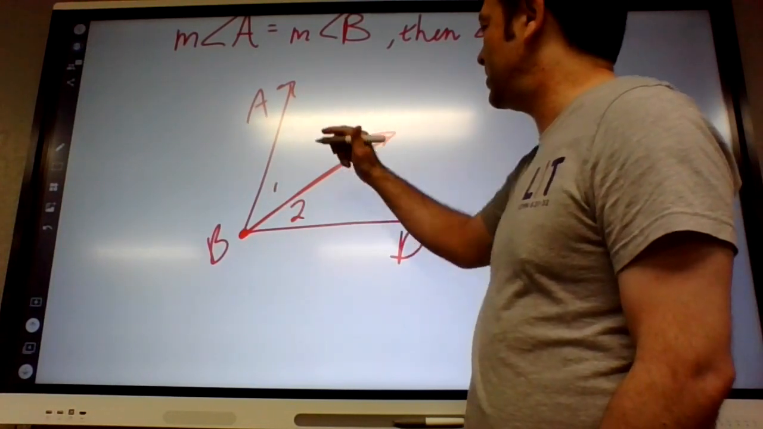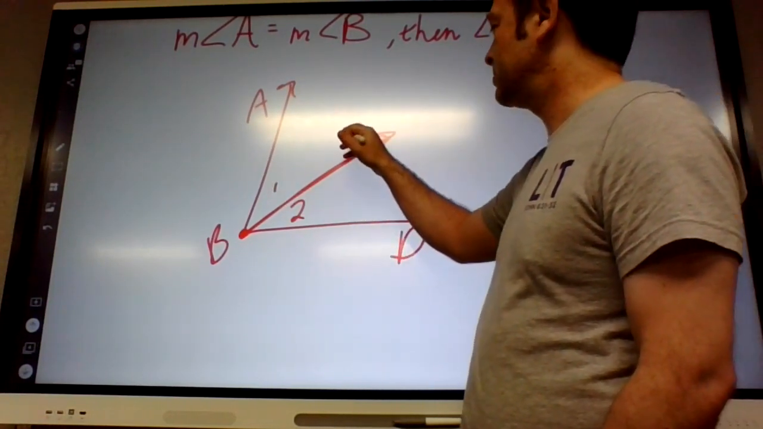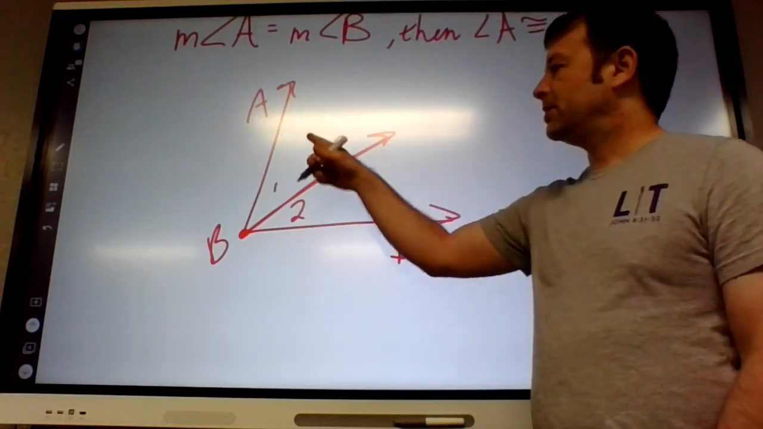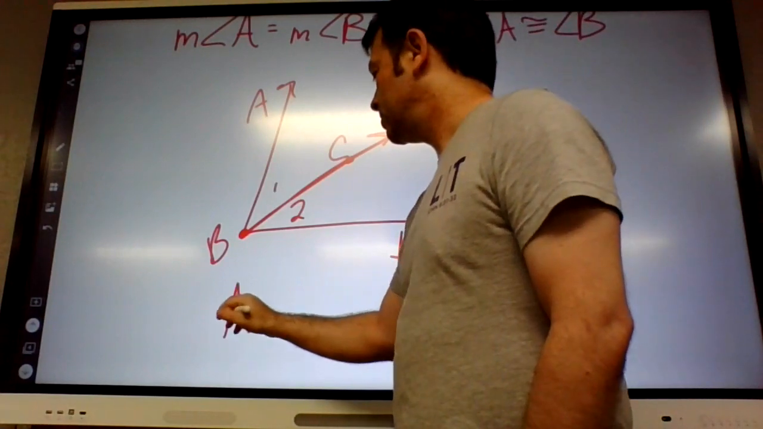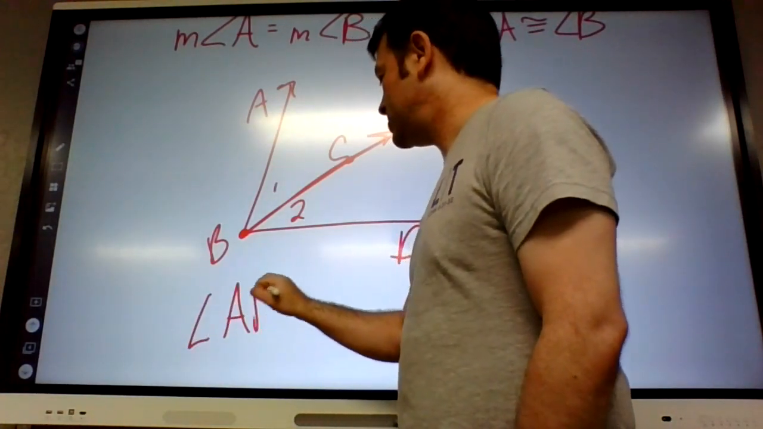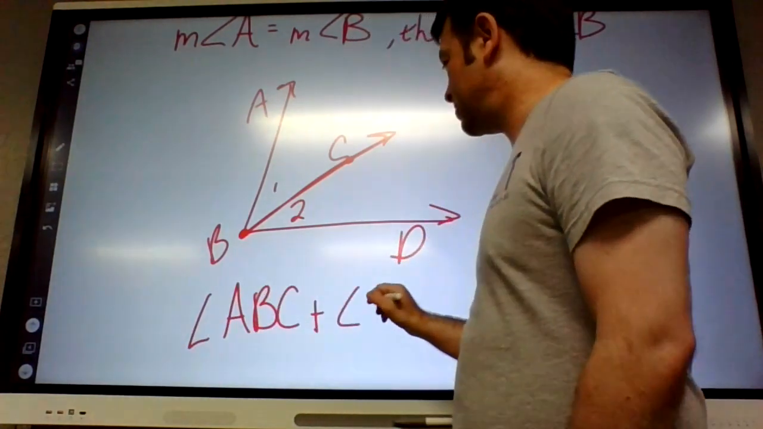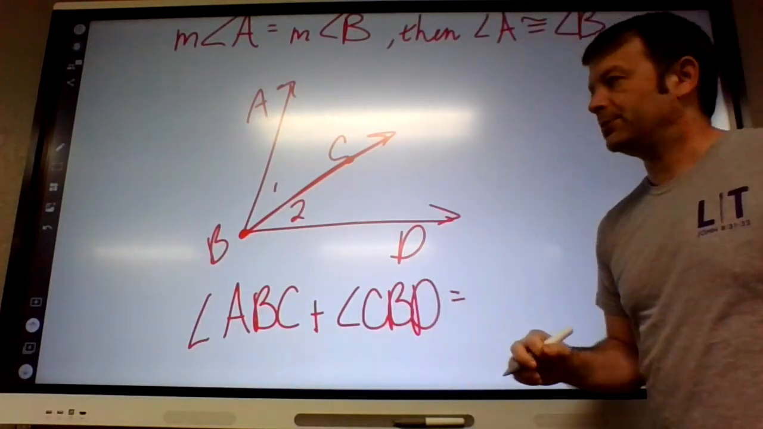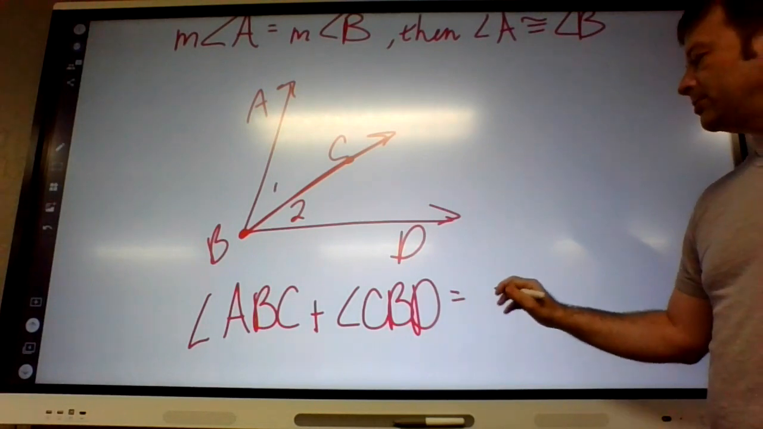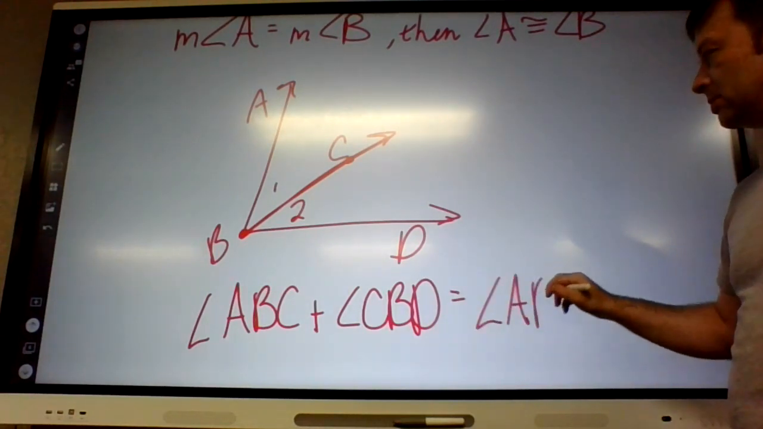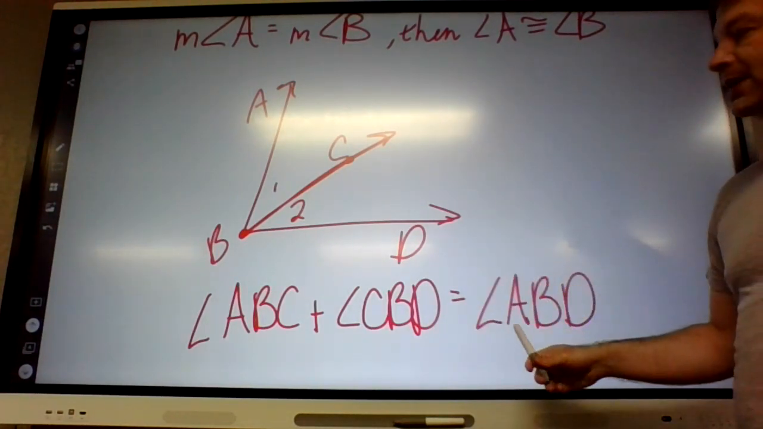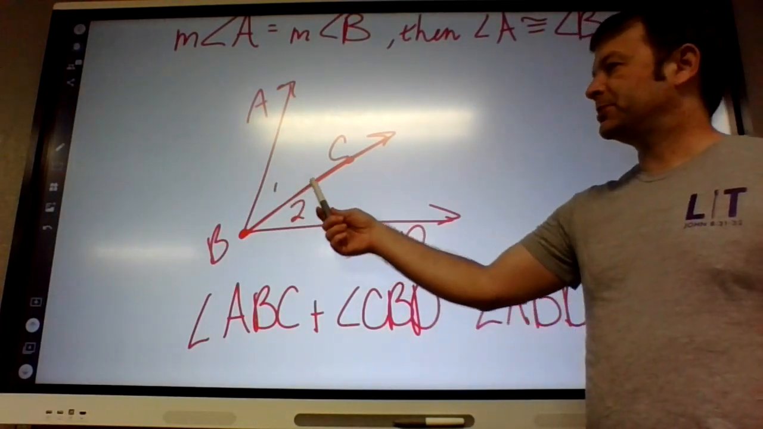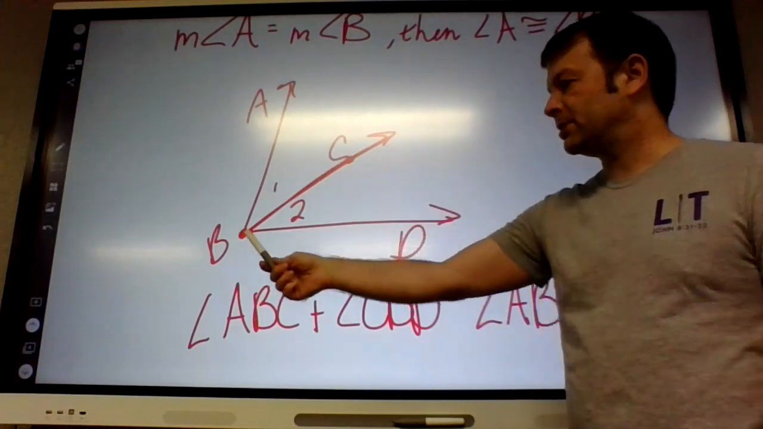If C is in the interior of angle ABD, interior just means it's somewhere in here, then angle ABC plus angle CBD would equal what? Angle ABD. That is called the angle addition postulate. This little angle plus this little angle equals the big angle.